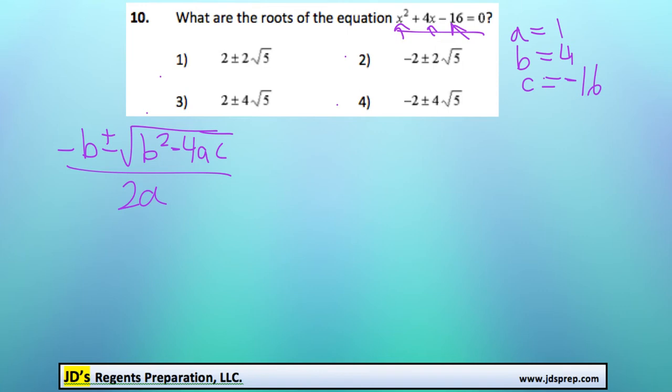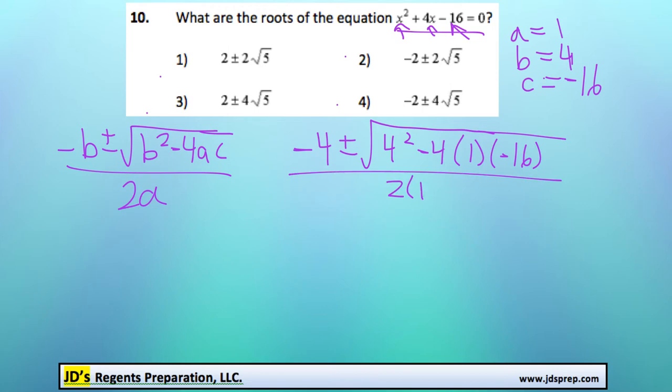Okay, so negative b, that's going to be negative 4 plus or minus the square root of b squared, so that's 4 squared, minus 4 times a times c, all over 2 times a. Alright, if we solve what's inside the square root symbol, we get root 80 over 2.